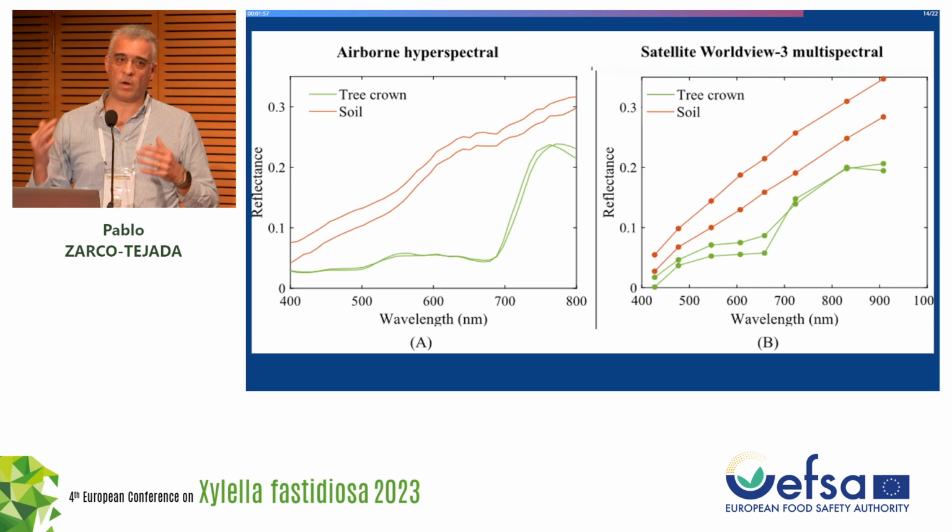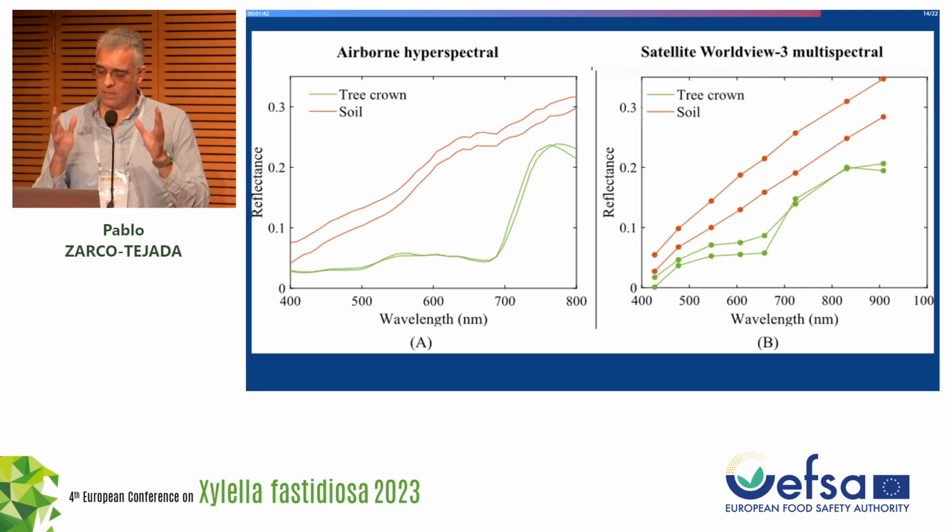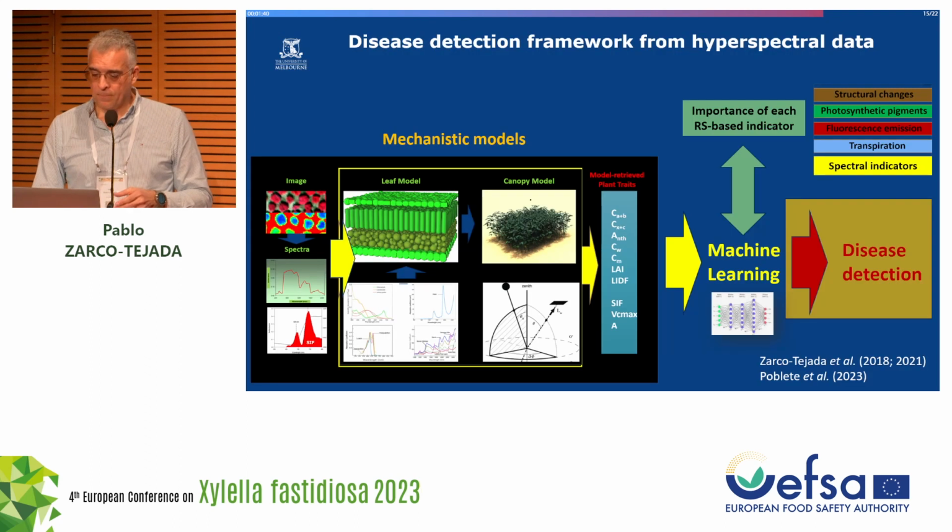It's on the spectral side where we are missing most of the information, because on the left-hand side is the hyperspectral data, with more than 200 spectral bands in the visible and near infrared. On the right-hand side, we have 8 spectral bands at specific wavelengths.